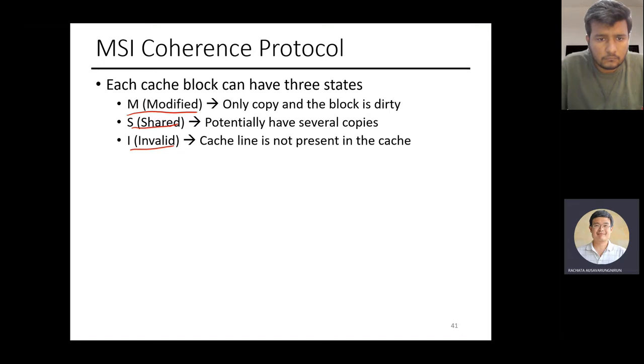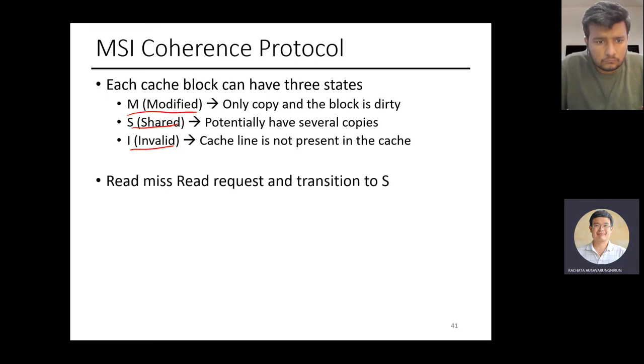If my cache block is in the invalid state, I don't have the data. The data is updated by someone else. If my cache block is in the share state, it means that I can read the data, but someone else might also have the data as well. If I have the modified state, it means that I modified the data. Someone else who has the data has to change from share to invalid, because I'm the only one who has the updated version of the data.